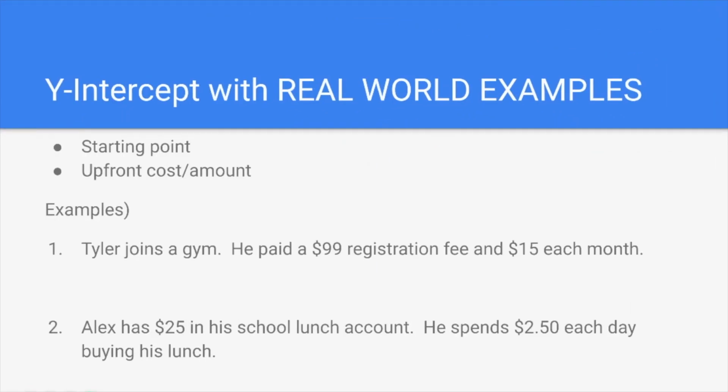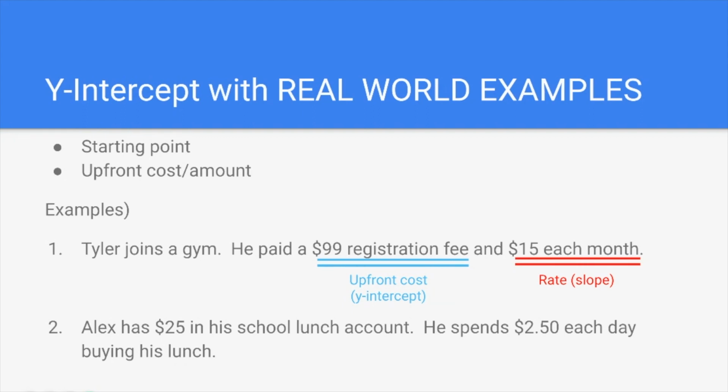And lastly, some real-world examples. The y-intercept would be a starting point or your upfront cost or upfront amount. So in the first example, it says Tyler joins a gym. He paid a $99 registration fee and $15 each month. So my upfront cost is going to be my $99 registration fee. Therefore, that is my y-intercept. The $15 each month is my rate. So that actually is my slope.